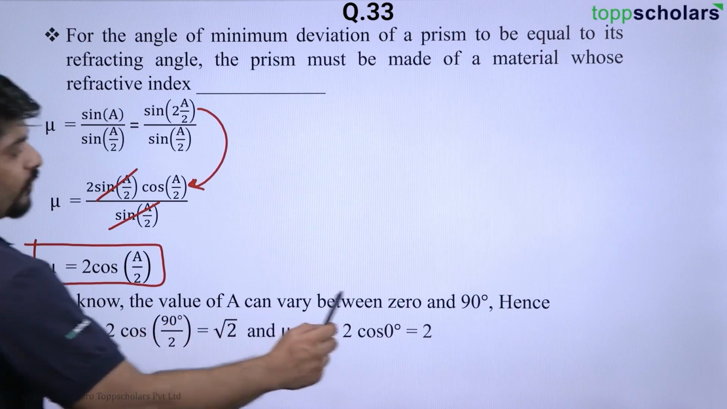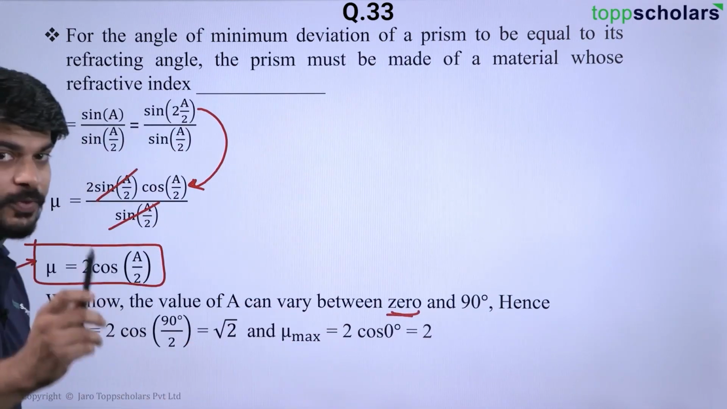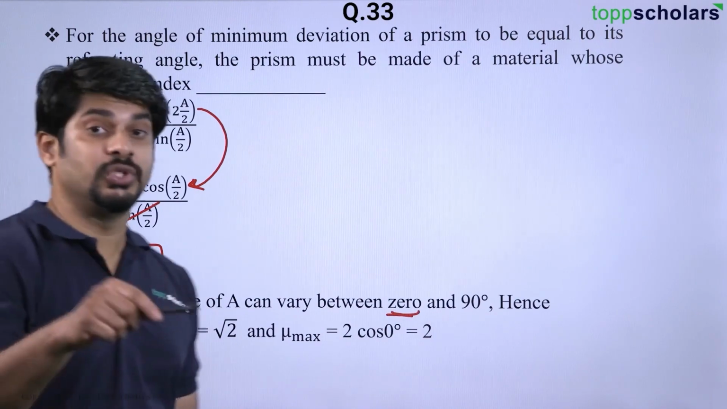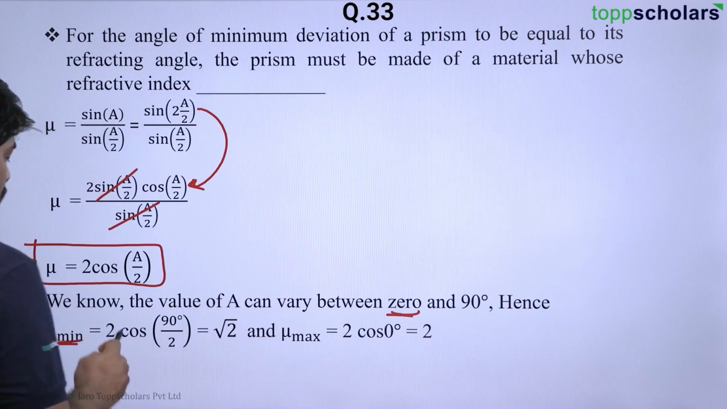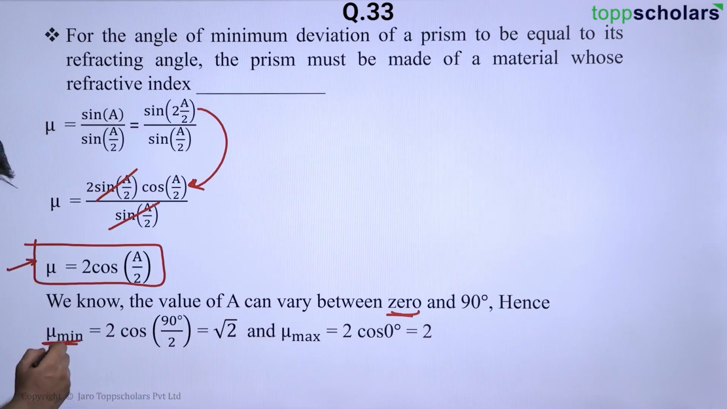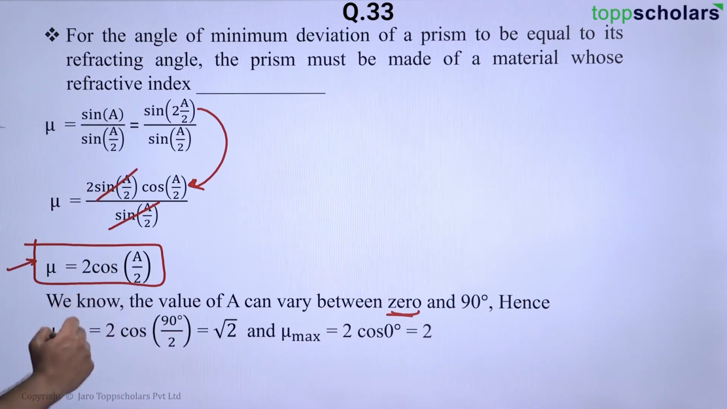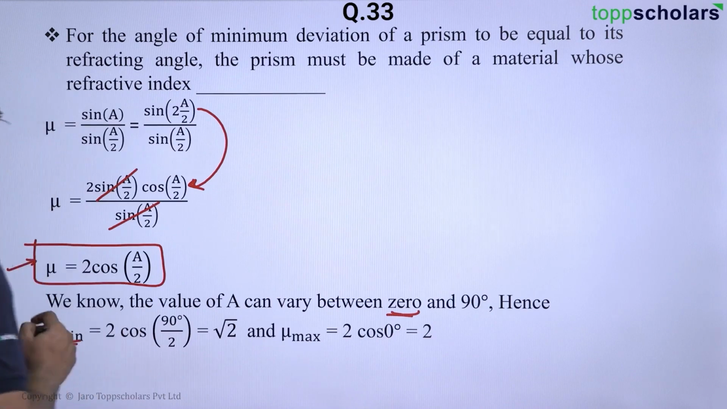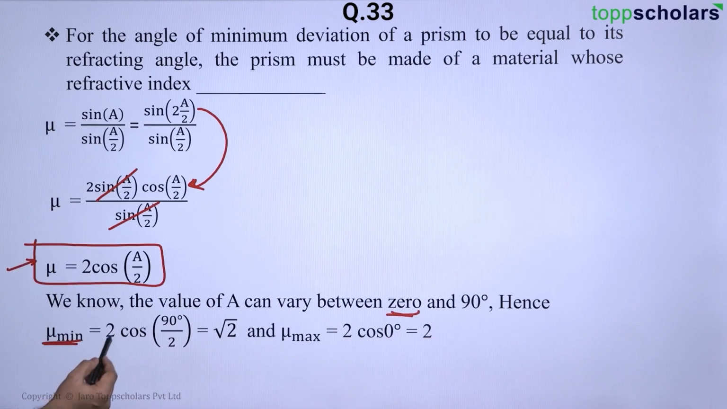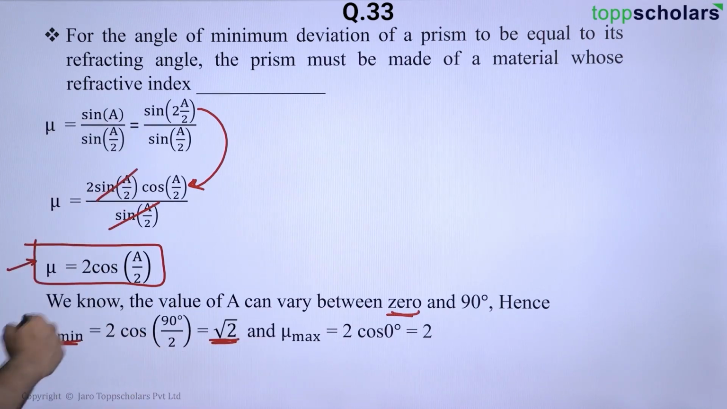Okay, and for 0 degrees we are going to get the maximum value for the cos function, because we know cos 0 is 1 and cos 90 is 0. Therefore, for the minimum value of mu we have to put A equal to 90 degrees, and for the maximum value we have to put A equal to 0. So first, mu minimum is equal to 2 cos 90 upon 2, and after solving we get root 2.